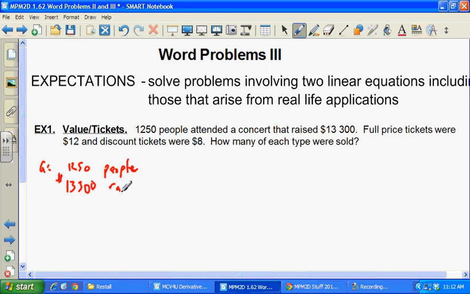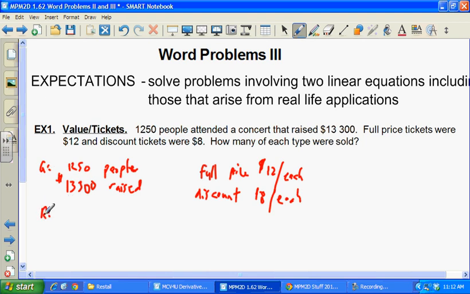Raised. What other information is given? Well, full price tickets were $12 each, right? And discount were $8 each. What are we asked to find? And this always, what are we required to find? That's the second letter in grass. How many of each type were sold?